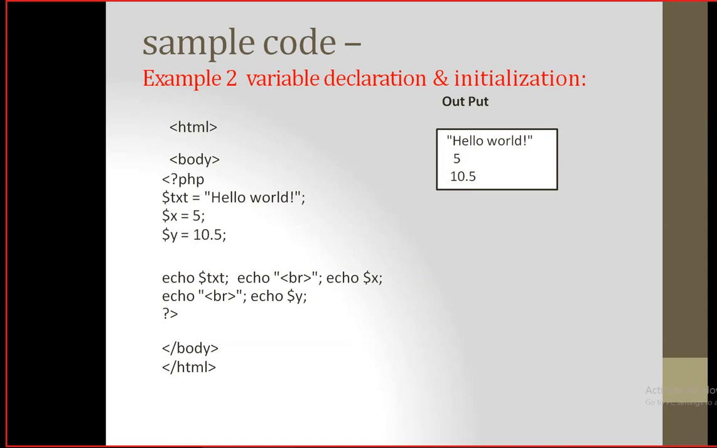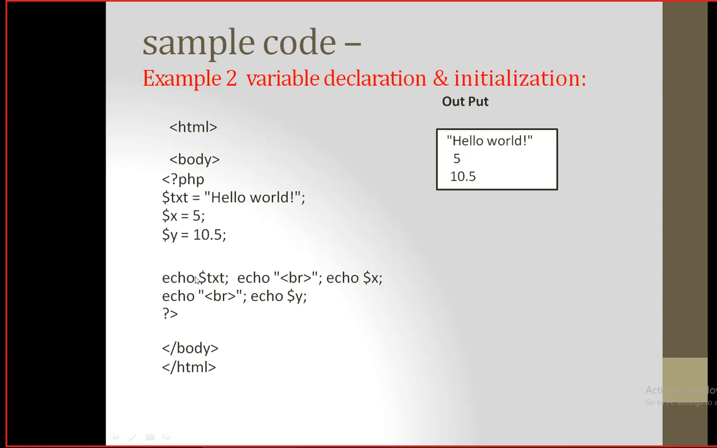Okay, so how do we initialize variables? Simply create the variable like we have here. $txt is a string variable since it is carrying a string. $x is a numeric variable, $y is a floating point variable, right? So as you can observe, we don't have a type for the variables, but whatever value the variable carries, that becomes the type of that variable. Okay.